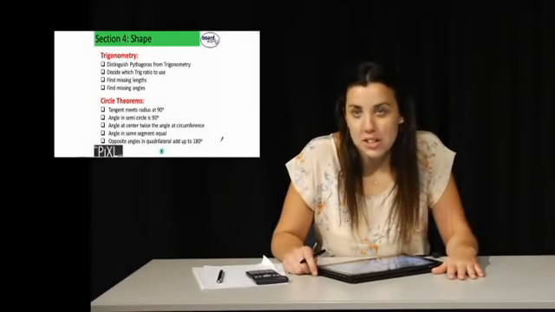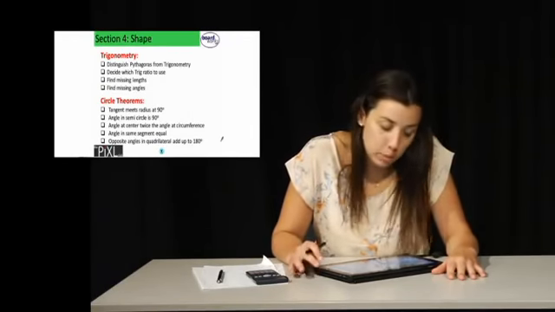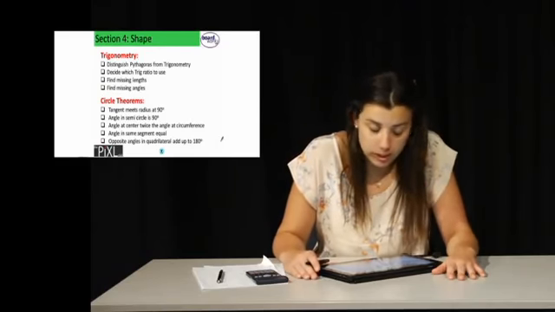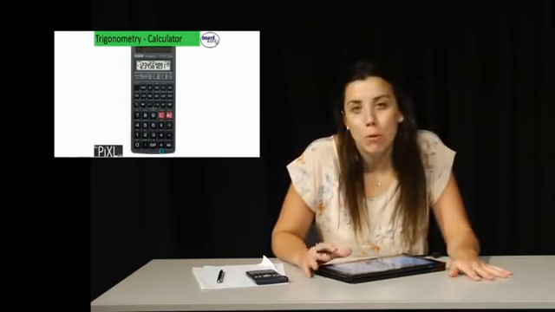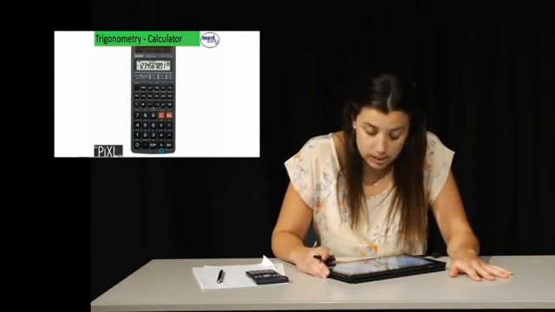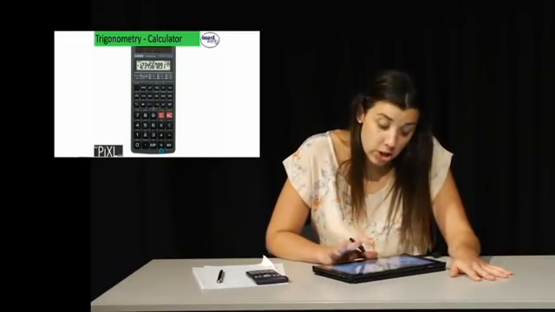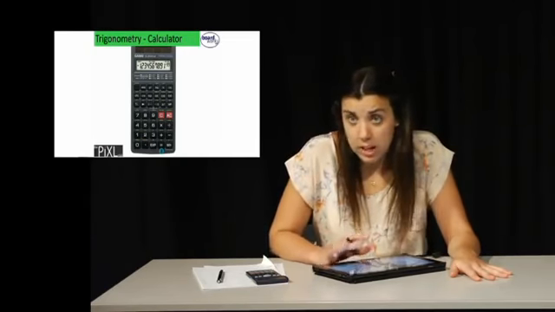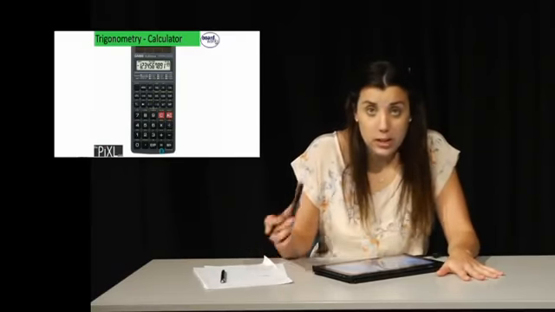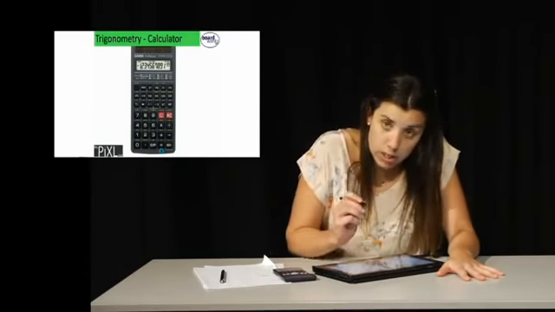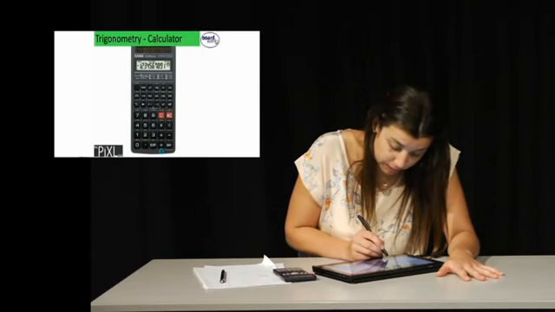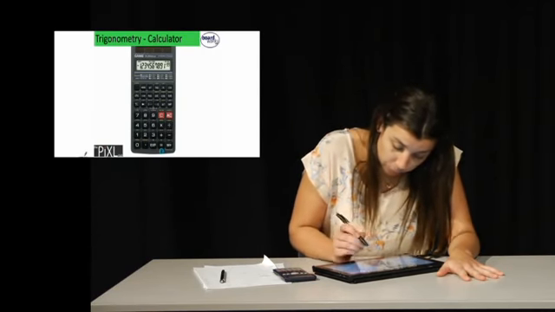Our next section is on shape. We're going to be doing two topics. First, trigonometry, and second, circle theorems. Before we start on the trigonometry, it's really important that you know how to use your calculator. So on the screen I have a picture of a standard calculator that is used at school. Your calculator may be different. I also have a calculator with me which will be showing you some of the buttons on here. But it's really important that you can identify the following buttons that I'm going to highlight now.